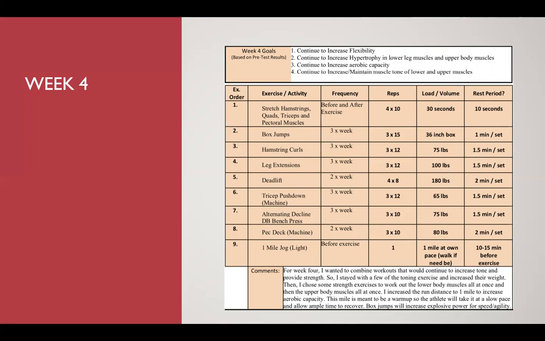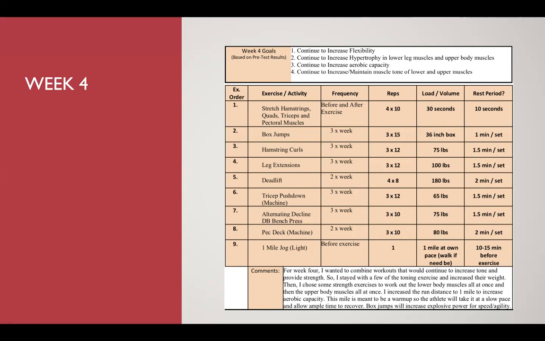Then did the hamstring curls, leg extensions, and then kind of put a heavy lift in there. I wanted to mix up like week three and week one, kind of, get some isolated workouts, and then use heavier weight for the compound. So then we did the deadlift, and the same thing with the tricep push down machine, and then alternating decline dumbbell bench press, and the pec deck. So getting heavier in weight, doing some different exercises. Then a 1 mile jog light before exercise.